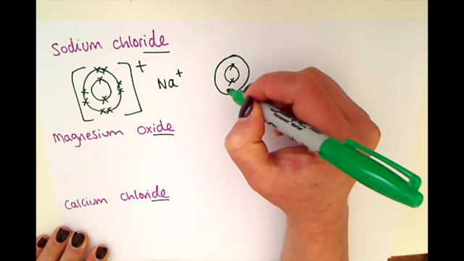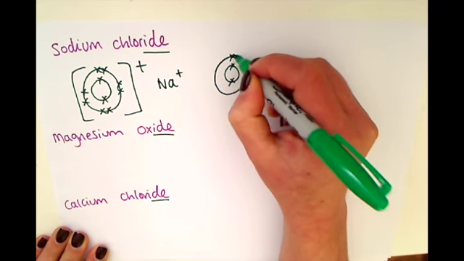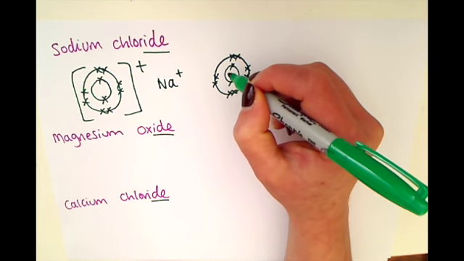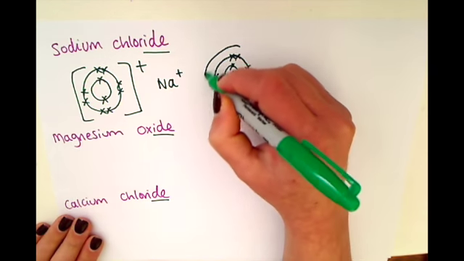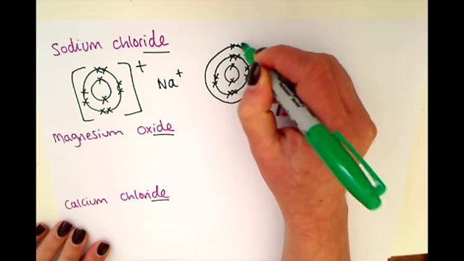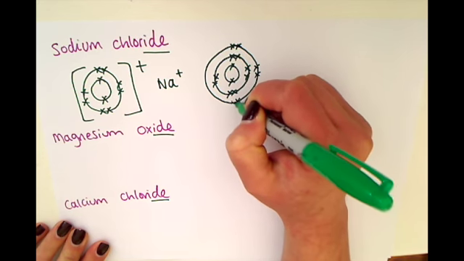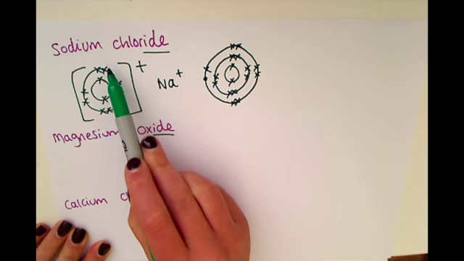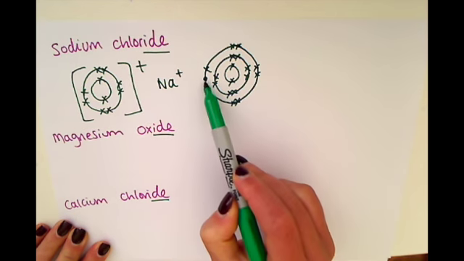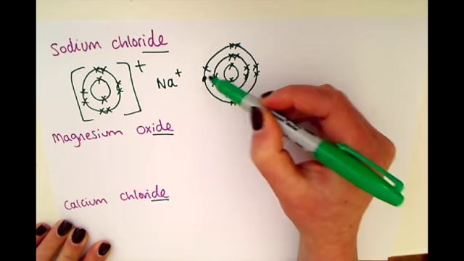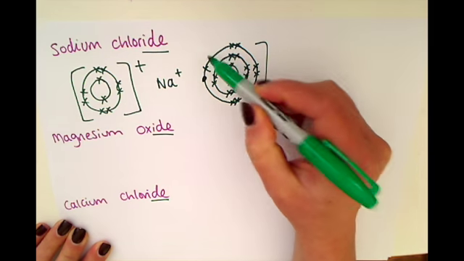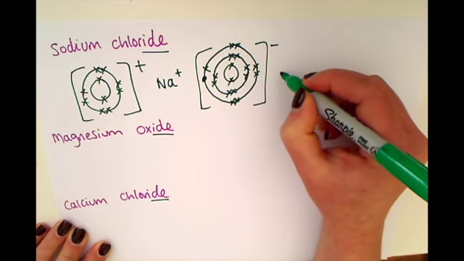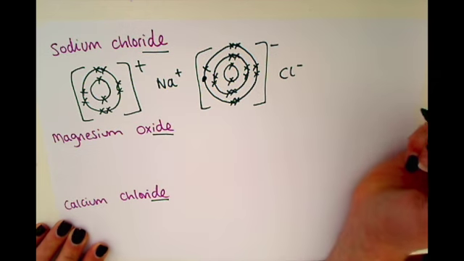and that would have 2 in the middle shell, 8 in the next shell, and 8 in the last shell, because that electron that sodium has lost has been gained by the chlorine atom to make it a chloride ion, and this would have a charge of negative, which would be Cl-.